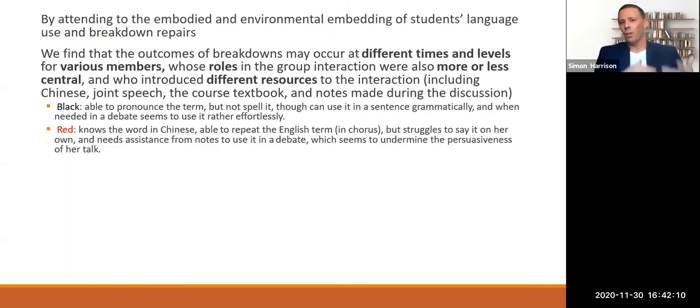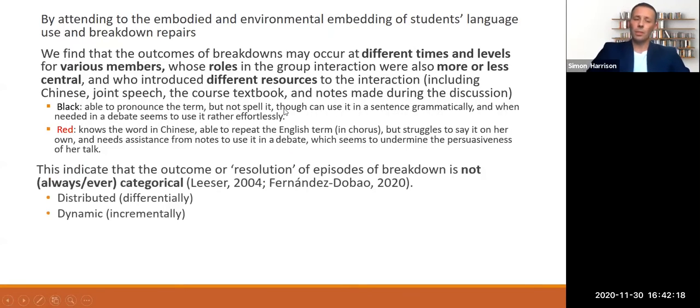And that seems to be what undermines the persuasiveness of her talk as she is giving her response to her peer. So I don't think this conclusion will be surprising to many of the audience here, but it indicates that the outcome or the resolution of these episodes of breakdown is not always or even ever categorical, successful, unsuccessful, but it's distributed among the different members in the group who understand the item differently at different points and through different ways. And it's dynamic.